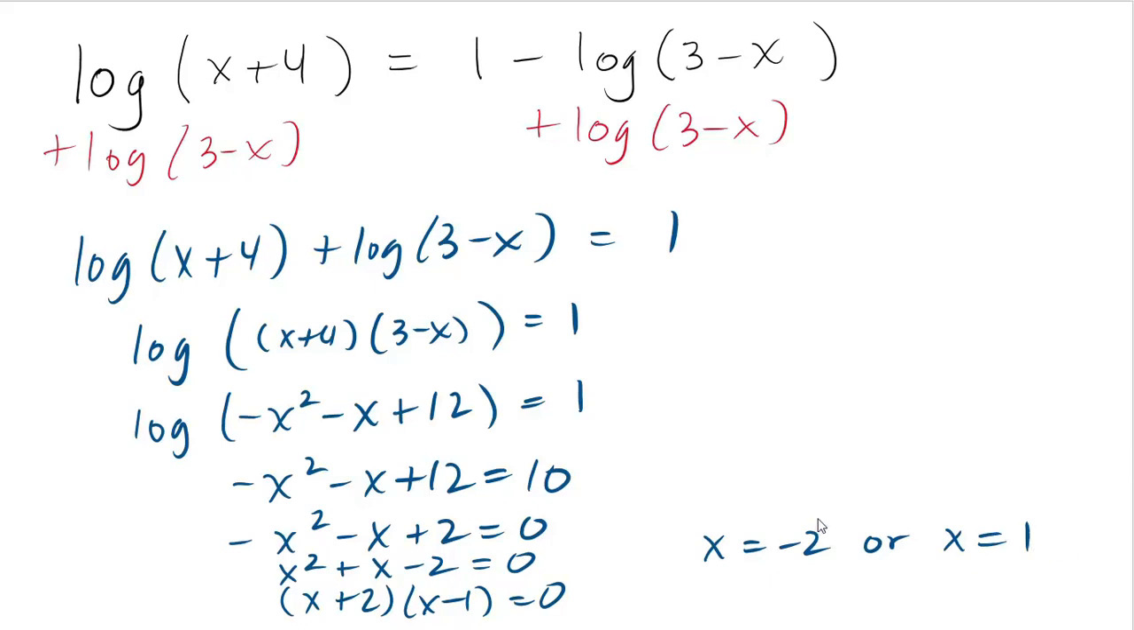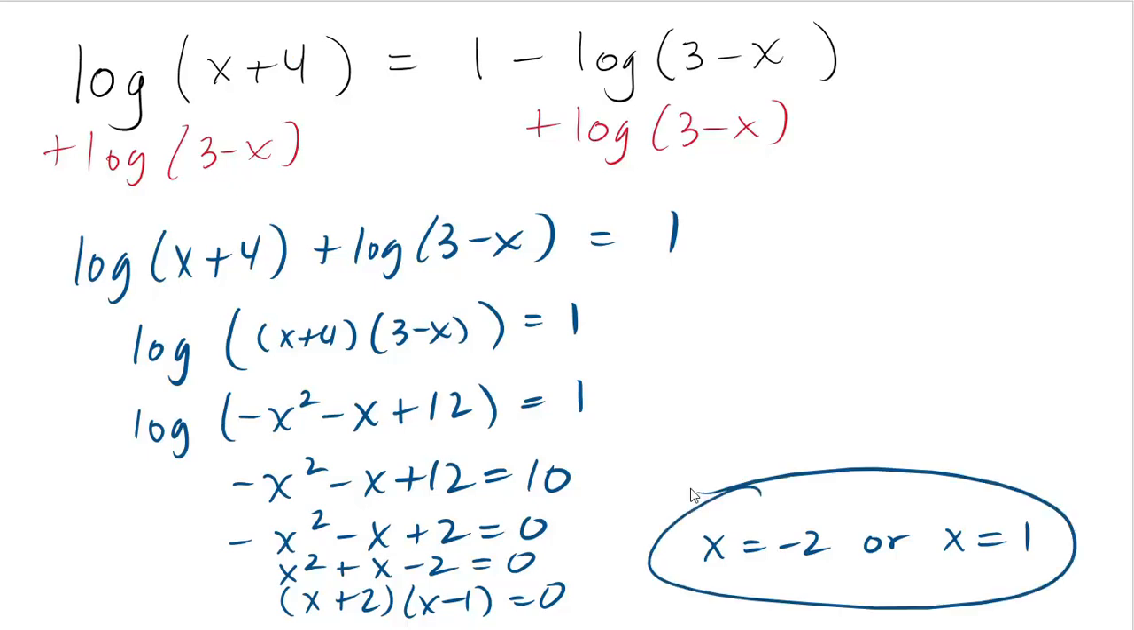Before you assume that negative 2 doesn't work, let's plug it in. On the left side we get negative 2 plus 4. That's 2. That's an allowable input. And on the right side we get 3 minus negative 2. That's 5. That's also an allowable input. Negative 2 works. Before you assume that 1 doesn't work, let's check it as well. 1 plus 4 is 5. 3 minus 1 is 2. Both of these are solutions. It's not always the case that if you get a proposed solution which is negative, it doesn't work.